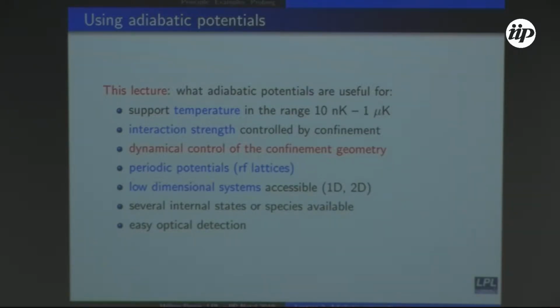The possibility, even if I will not use it tomorrow, to have periodic potentials or at least double wells, triple wells, using several RF frequencies, and the accessibility of low-dimensional systems with these traps.